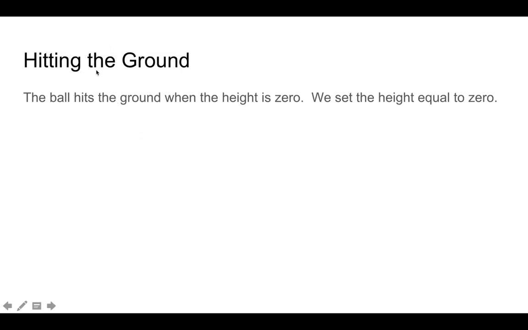Okay, the other part, hitting the ground. When does the ball hit the ground? The typical mistake people make here is they want to just plug in t equals 0. T is time. I don't want to know what the height is at 0 seconds. I already know that. That's the height of the building. I want to know how long it takes until the height is 0.